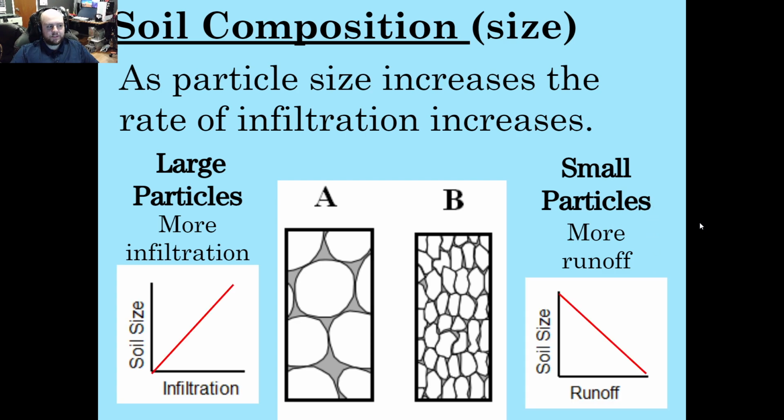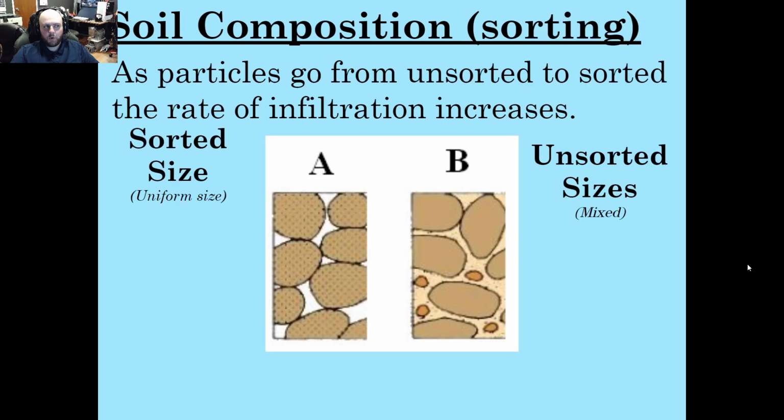And here's what the graphs for this look like. All right, as the particles increase, so does the infiltration. As the particle size decreases, we see more runoff. Okay. Next part of the soil composition is the sorting. As particles go from unsorted to sorted, the rate of the infiltration goes up.